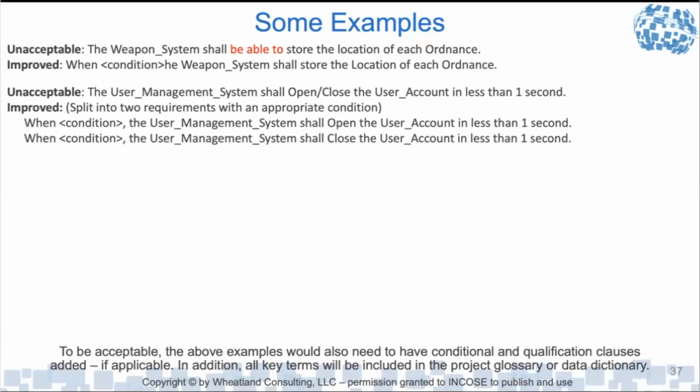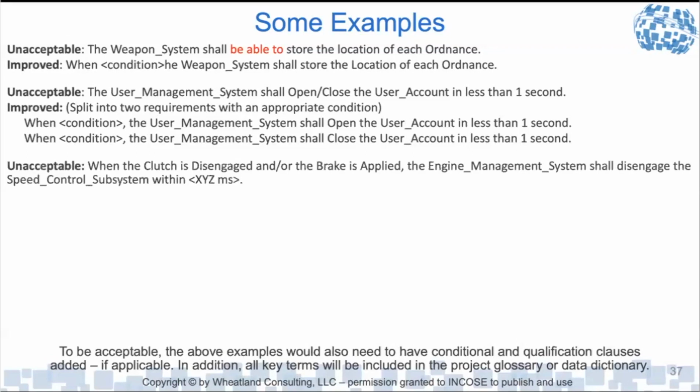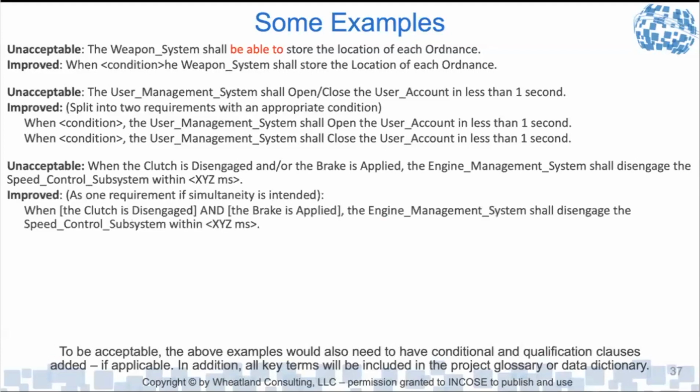So without the conditions, this would be an incomplete statement. When the clutch is disengaged and/or the brake is applied, the engine management system shall disengage the speed control system within so many seconds. And so how do you interpret that? If you really mean both, then you can say when and the 2 conditions, then the action shall take place. Because I've capitalized AND, I'm saying that's a logical statement versus the lowercase and.